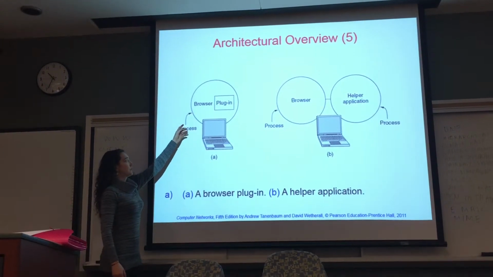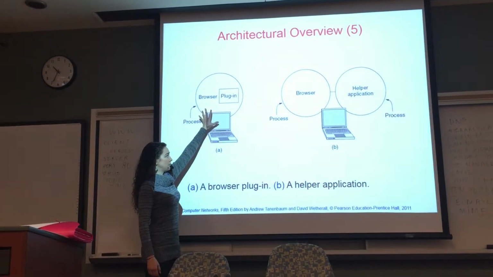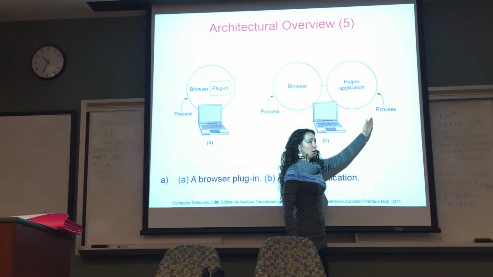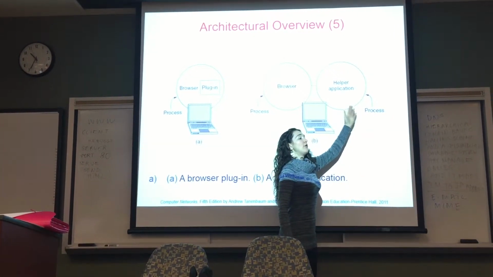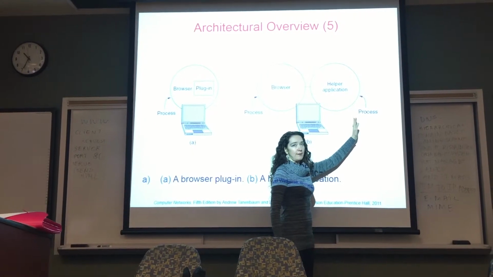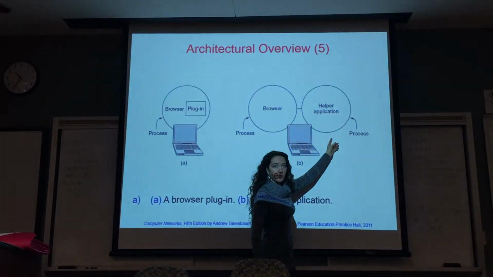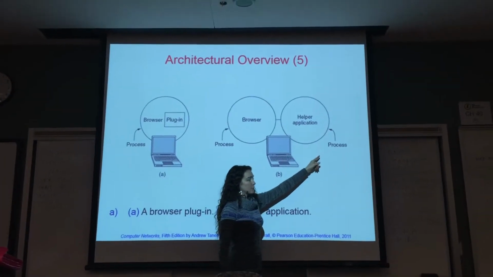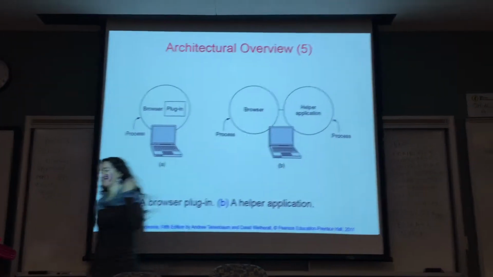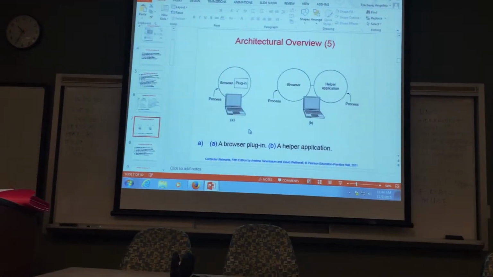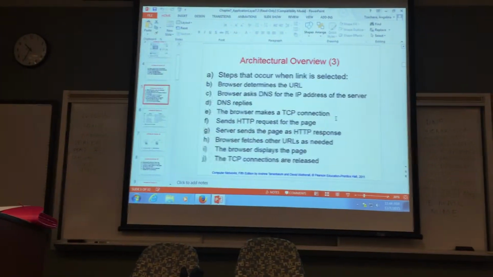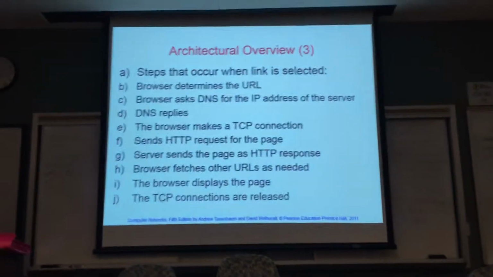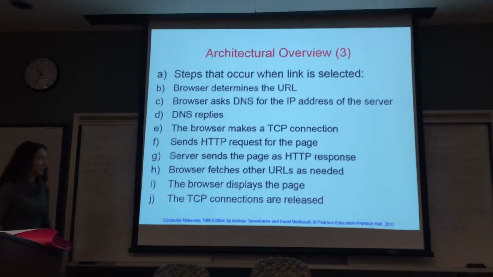So either it needs a plugin, which loads beside the browser process, or it needs a helper application, where it's going to fork off a whole other process to do that. So it's going to open, let's say, Microsoft Excel or Adobe Reader or something, which is a separate program running separate from it, to do that. So these are the steps that would occur when the web client wants to request a page from the web server.